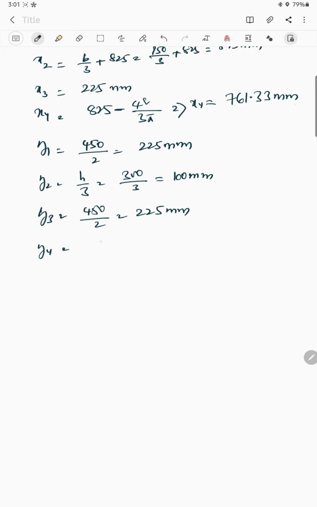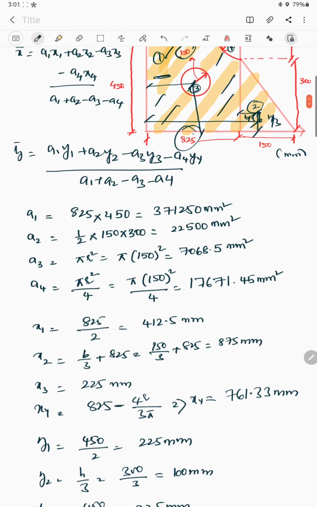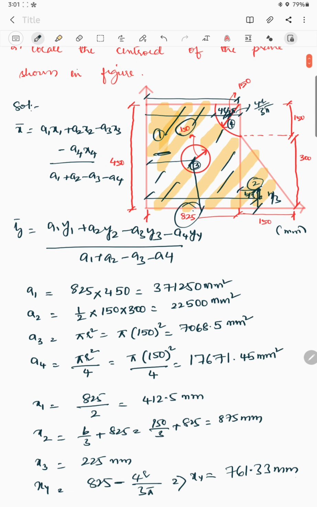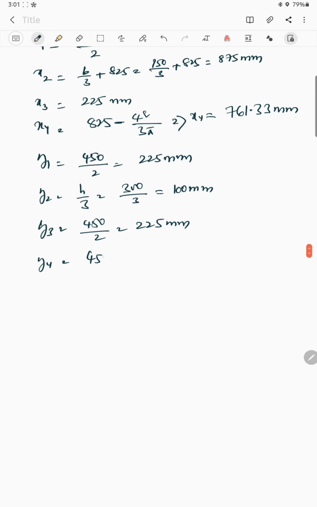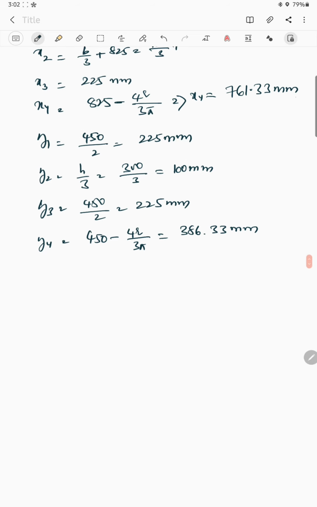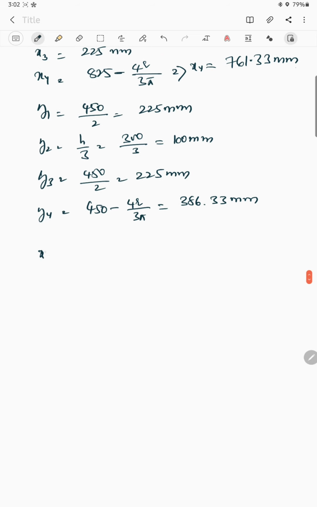Then y4, which is equal to what? How to calculate y4? See here, again the same thing I will do. I know the distance from here to here, the line which I am marking, black line, 450. This line is 450 mm. So what we are doing here, we will remove this one. I want the distance from this location to this location. So total distance is 450 minus 4r by 3 pi, which is equal to how much now? 386.33 mm.